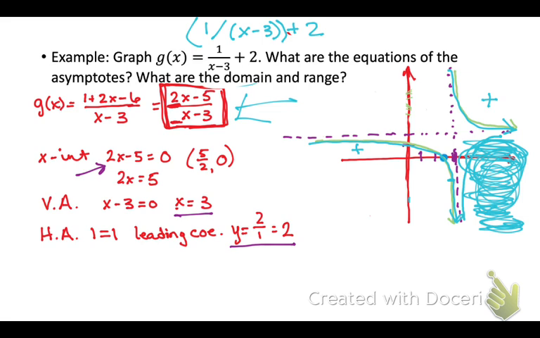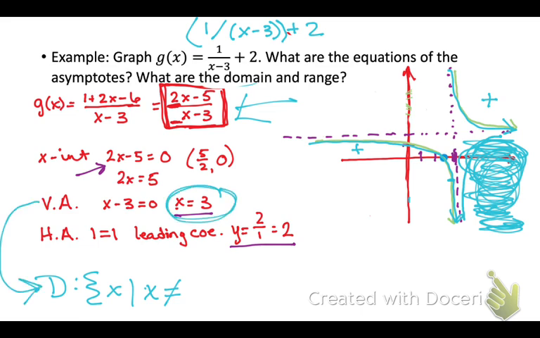So, again, this is a process that you will go through and you're going to work at getting them. Does that make sense? How did I find vertical asymptotes? Oh, we didn't do domain and range yet. Domain: x such that x can't be what? 3. Vertical asymptote, domain.